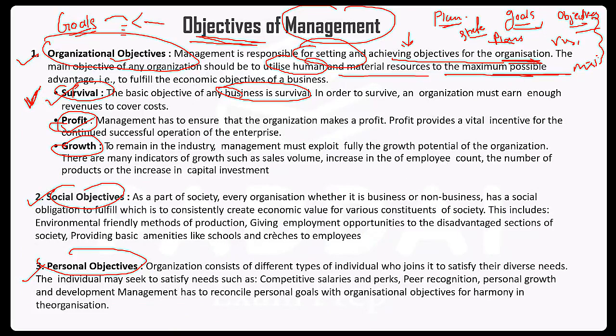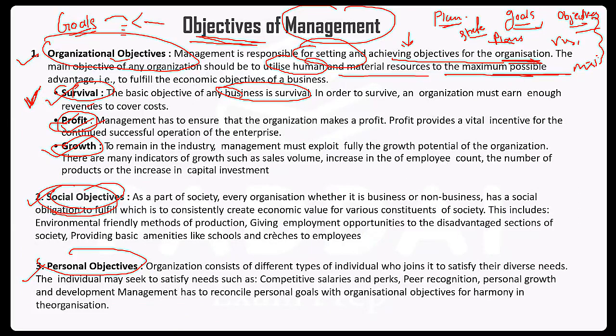Once it has made survival possible, now it's the profit time. Earn the profit. Come up with the strategy, the programs, the plans and policies which will help the organization earn the profit. Once they have earned, now find out the ways, the alternatives where the business can be broadened, where the scope of the business can be increased. So these are the three basic objectives under organizational objective.